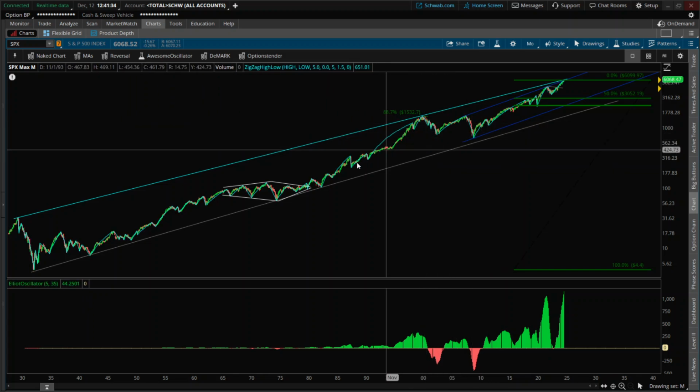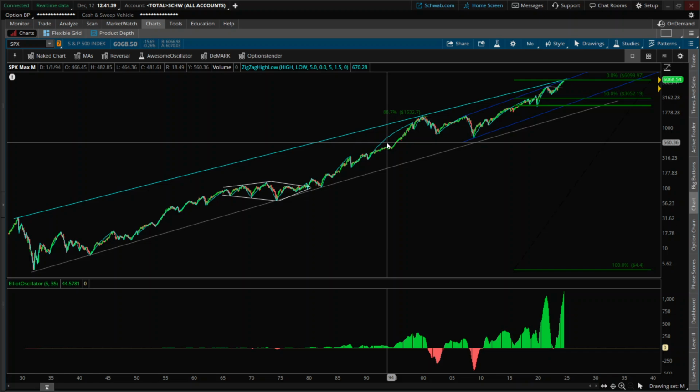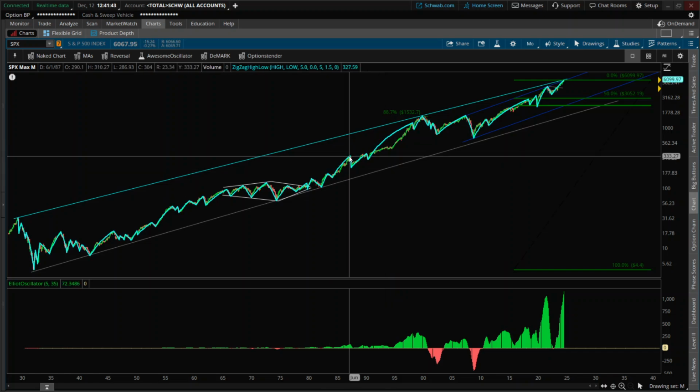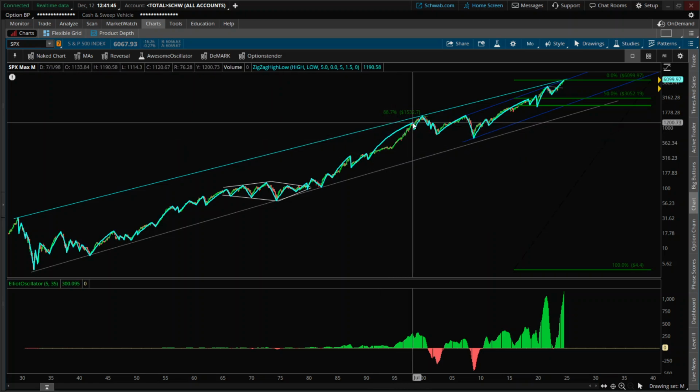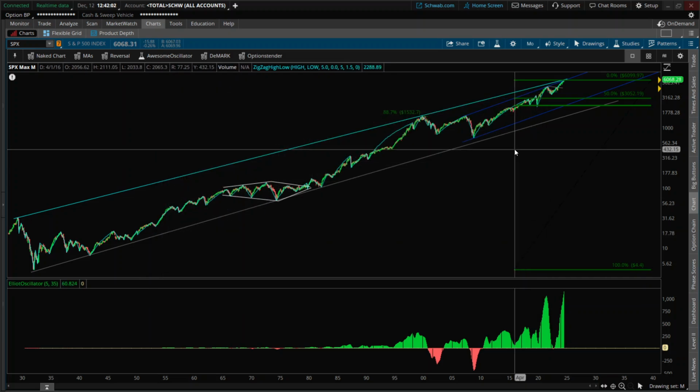The other thing, you also see this turquoise line here. That also gives me an idea of each trend, very jagged. They call it the zigzag high-low, so you can check that out. Again, I have this on my second screen. The Elliot Oscillator, that's the one that's down here. Okay, so how do we interpret this?